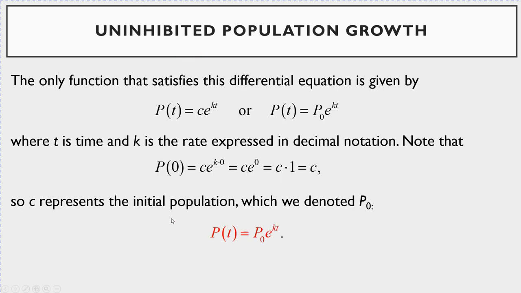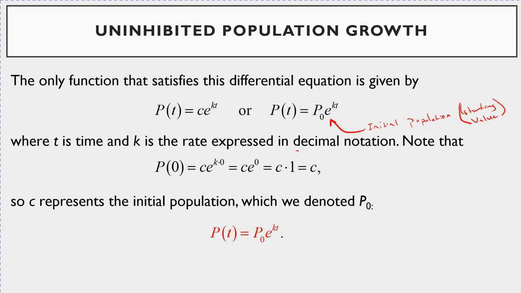All right, so the only function that satisfies this differential equation is given by what we had before. If P of t is equal to C e to the kt, or in this case, P of t is equal to P sub 0, e to the kt. P sub 0 here is the initial population. Think of it as your starting value, where t is time and k is the rate expressed in decimal notation.